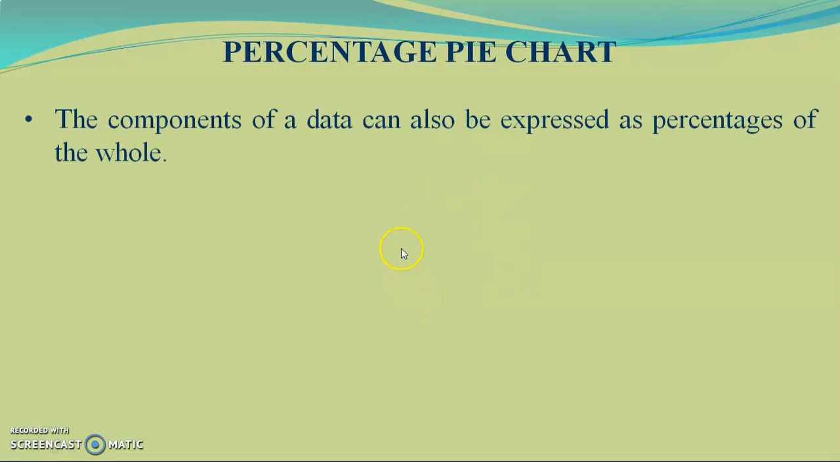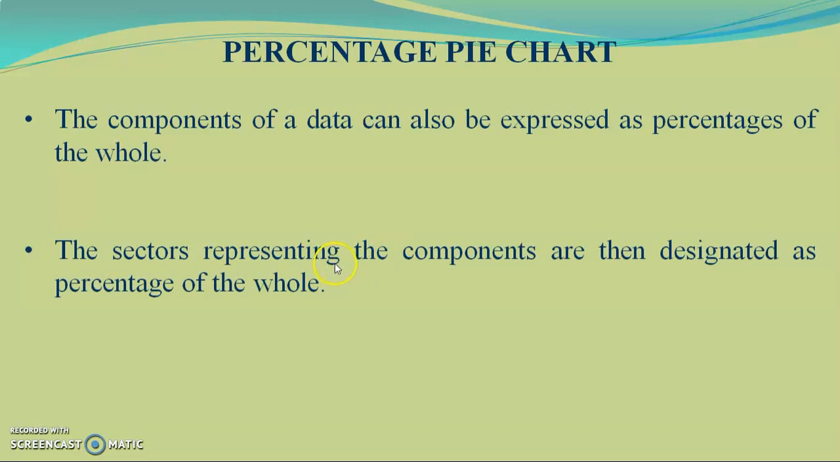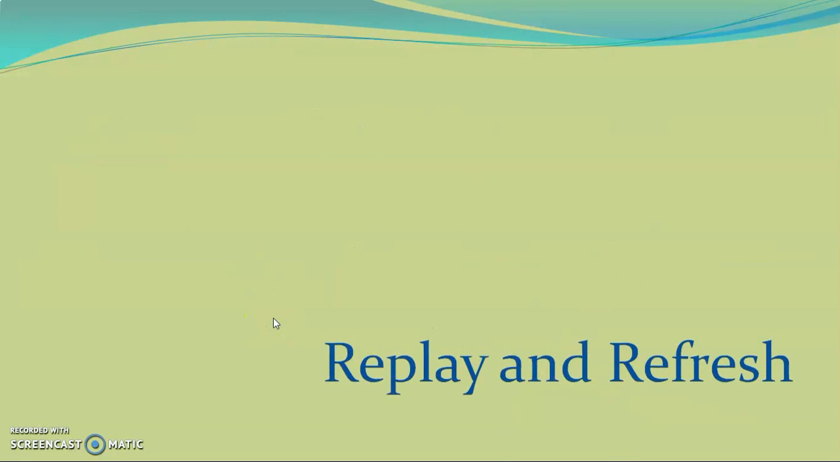Then the percentage pie chart. In a percentage pie chart, each sector represents a percentage of a particular dependent variable. Sectors representing the components are then designated as percentages of the whole total variable. So this is all about the graphical representation of the data.